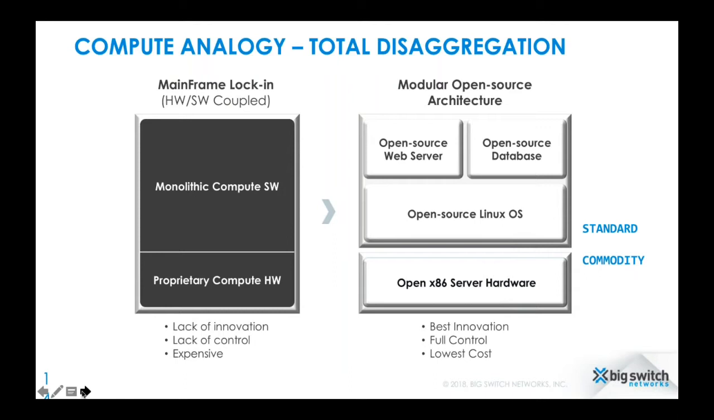And what happened with the revolution of x86 hardware and the Linux operating system is that not only did you have the hardware-software disaggregation, but the OS itself and the apps got disaggregated into very modular and, in many cases, open source architecture, so that the base portion of the computing infrastructure became very standard and to some extent quite commodity. But one can't say that innovation stopped.